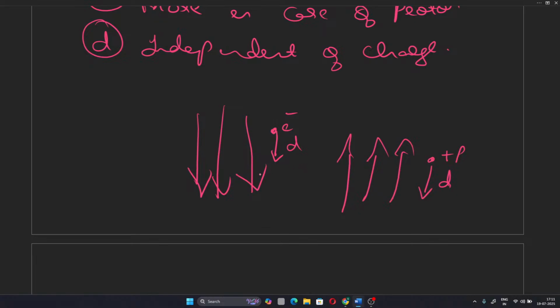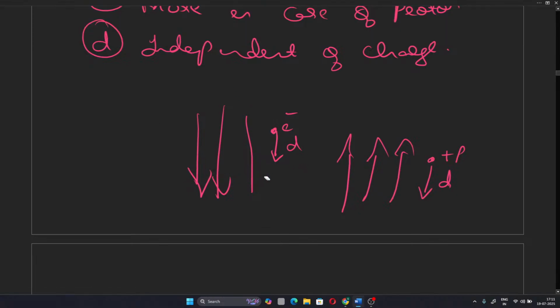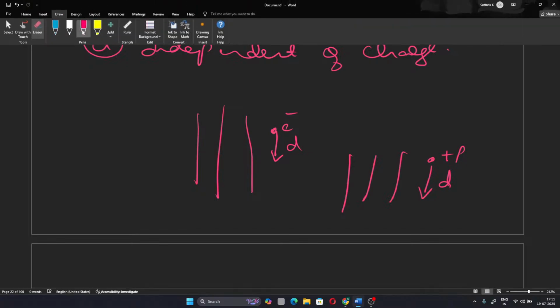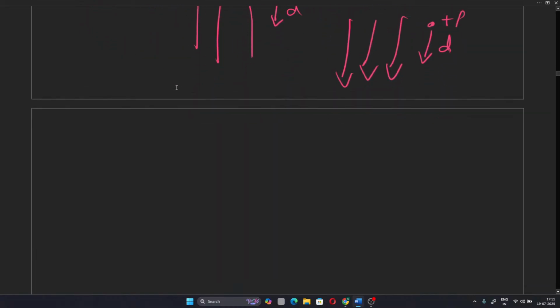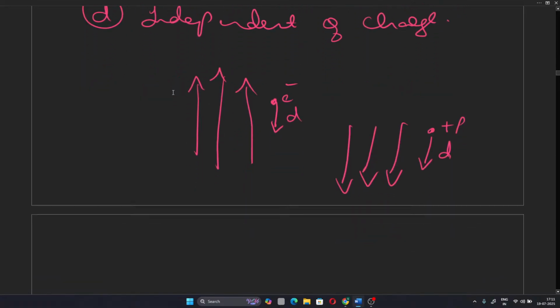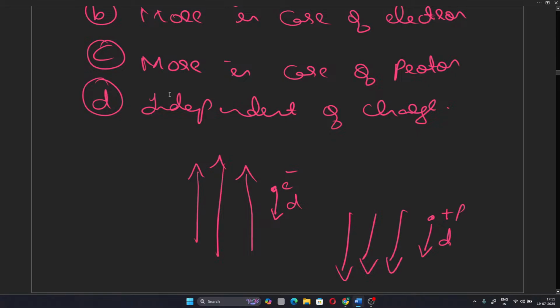They're asking which will be faster. So this is the question, which will be faster, or if it will be same for both. It is of course not independent of charge. This is option D is not correct.